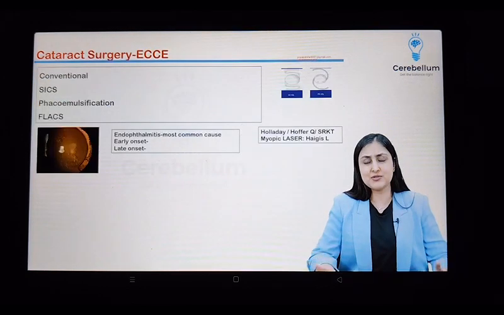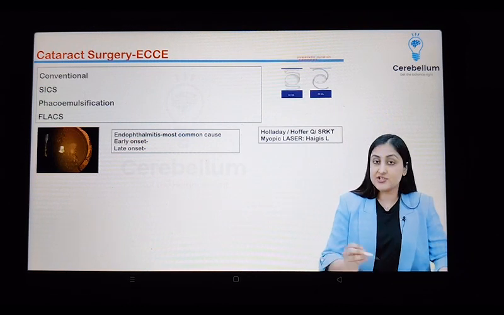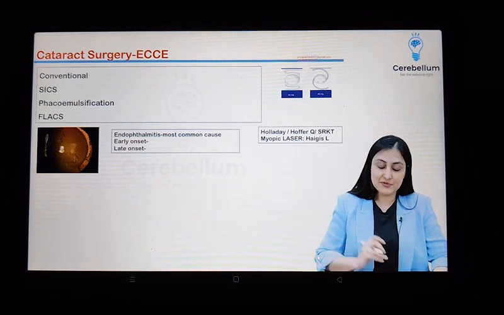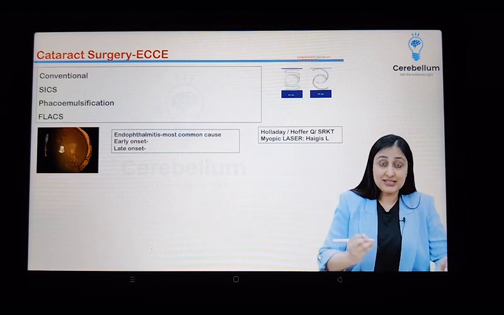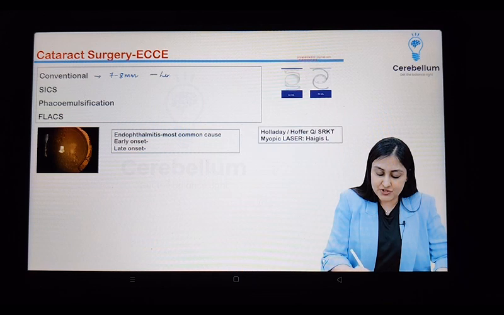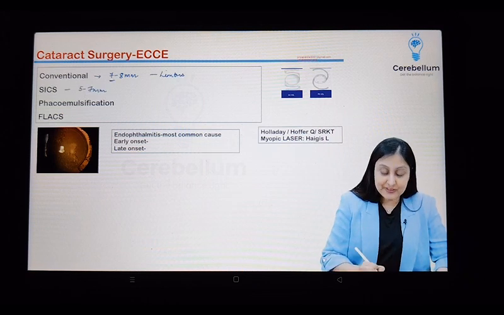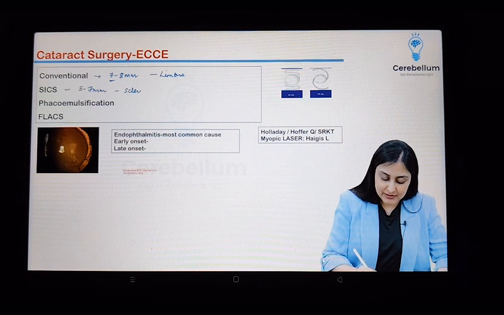Now let's talk about surgery. I'm not going to go into the steps. It's better you learn that from the experts. I'll just tell you the potential questions here. There are mainly 4 types of cataract surgeries. In the conventional type, which is no longer done, you have a very long incision of around 7 to 8 mm, which is given at the limbus. In SICS, small incision, you have your 5 to 7 mm of incision, and what you make here is a sclerocorneal tunnel.